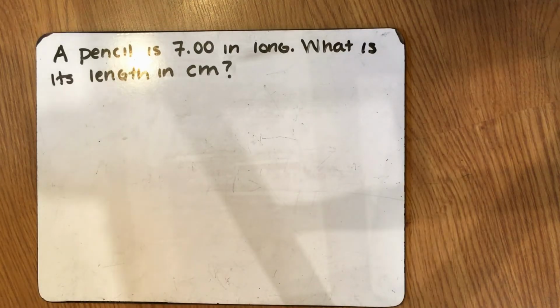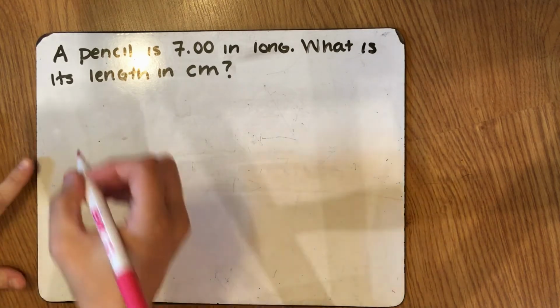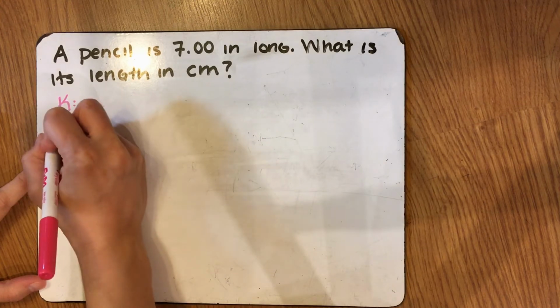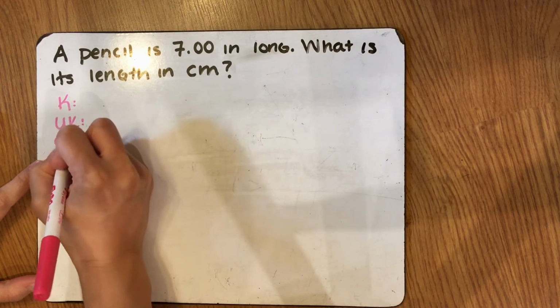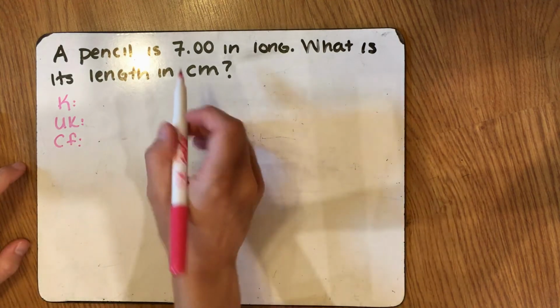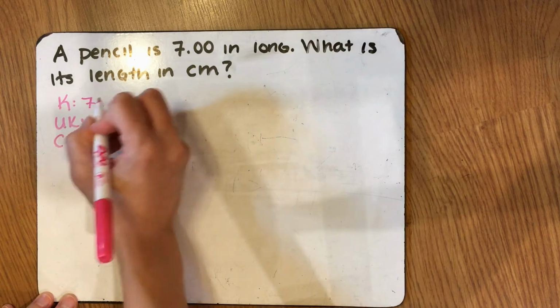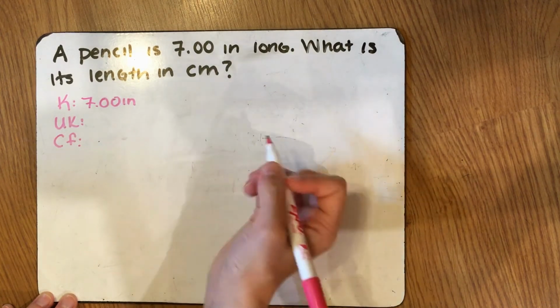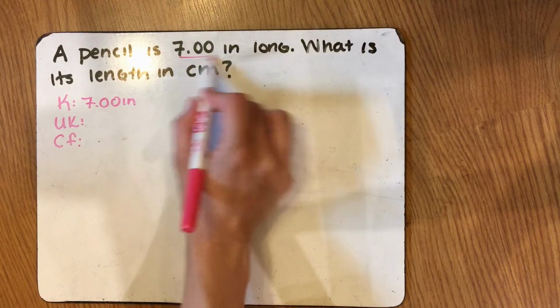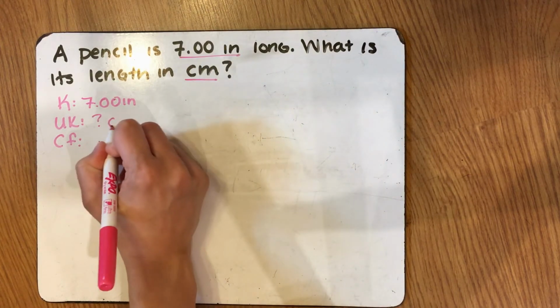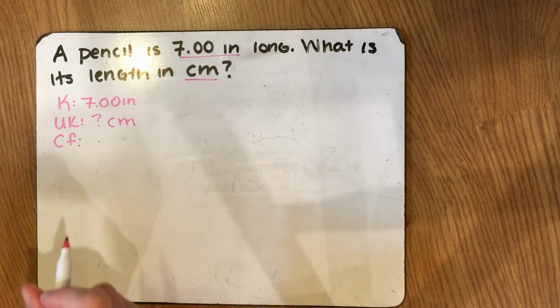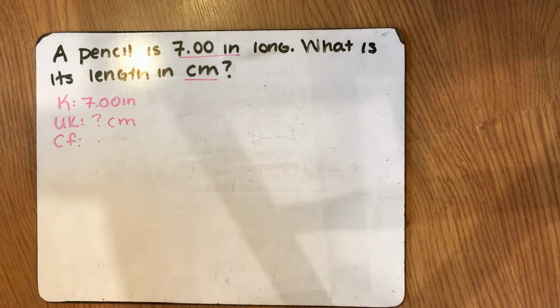In example 1, we're told that a pencil is 7.00 inches long. We want to find the length in centimeters. So just like with any unit conversion problem, we start by writing out our known, our unknown, and our conversion factor. Our known in this case is 7.00 inches. And the unknown, what we're trying to find, is centimeters. So we need a conversion factor that will go from inches to centimeters.